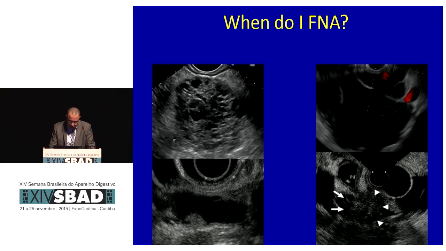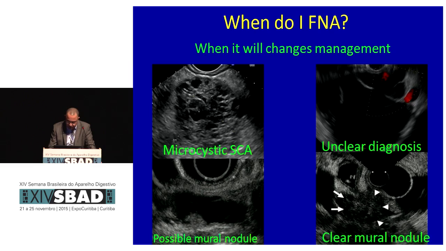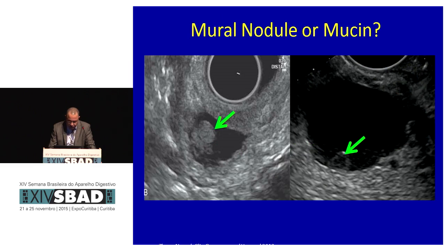We perform FNA if, for example, we can diagnose a serous cyst like this one, which helps us say it's benign and leave it alone as long as the patient is asymptomatic. We also perform it when the diagnosis is unclear, when there is a possible mural nodule, or when there is a clear mural nodule.